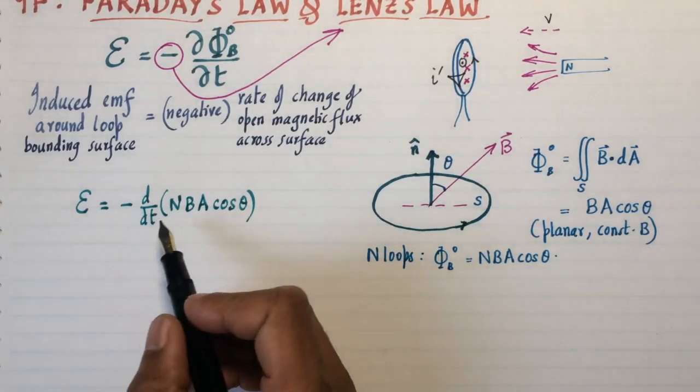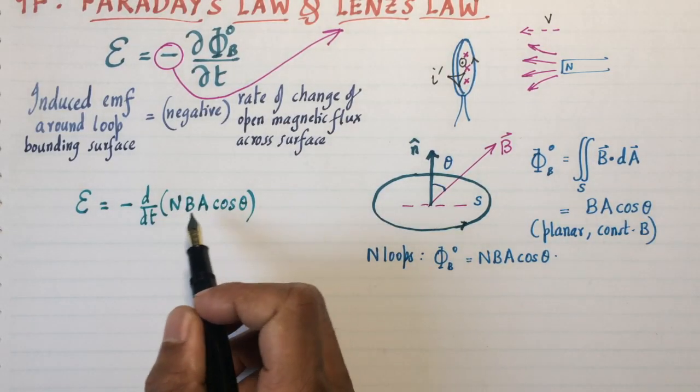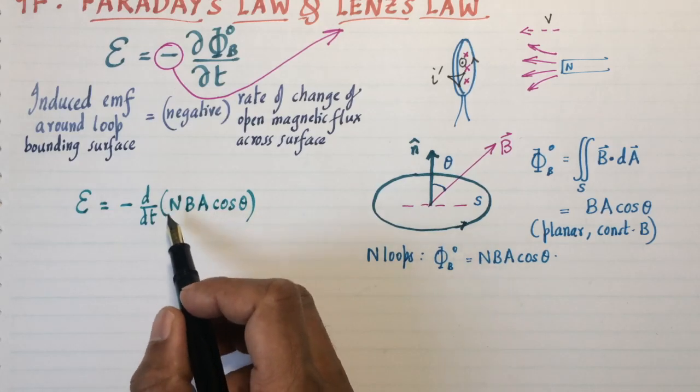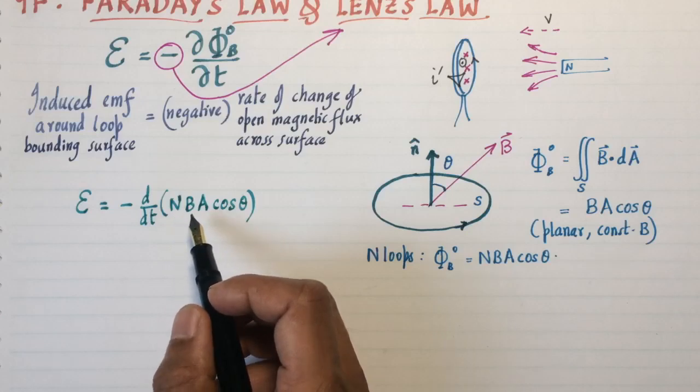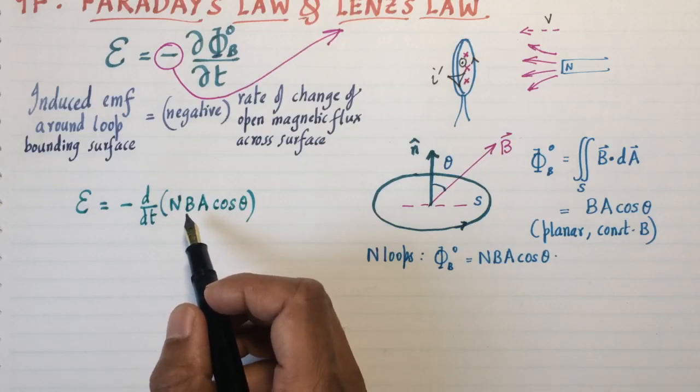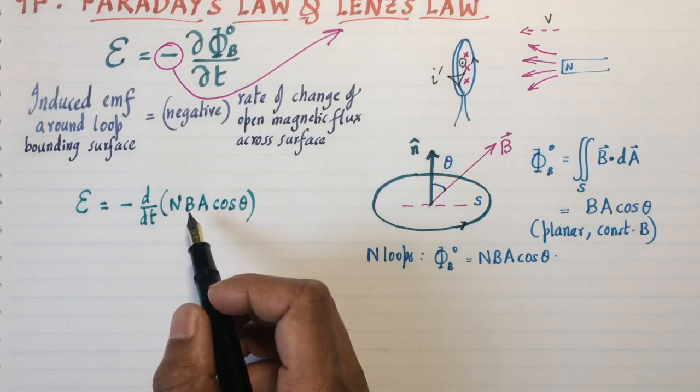Now you see that in d by dt, a number of things can change. The number of turns can change. Well, that would be a pretty bad situation where the coil is unraveling, so we won't consider that. The magnetic field can change. Well, that's certainly possible. You can be moving away from the Earth or be moving towards a neutron star.